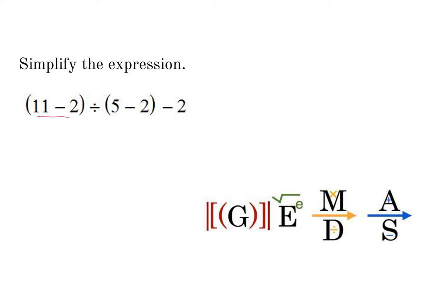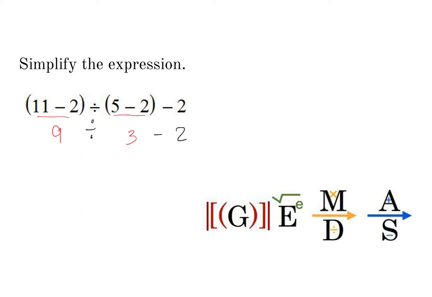So I'm going to do 11 minus 2 and 5 minus 2. So that's going to give me 9. That's going to give me 3. And everything that I did not use, I will just bring down. So the division is coming down, the minus, and the 2. Then I'm going to go through my list.